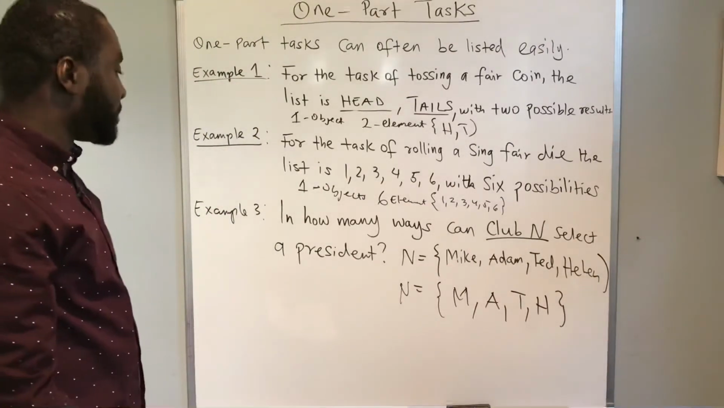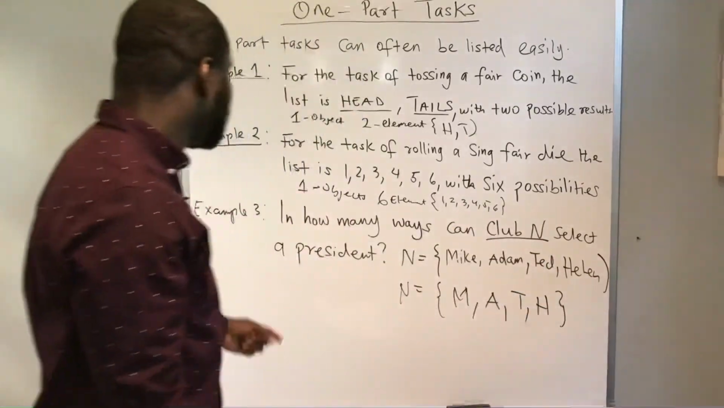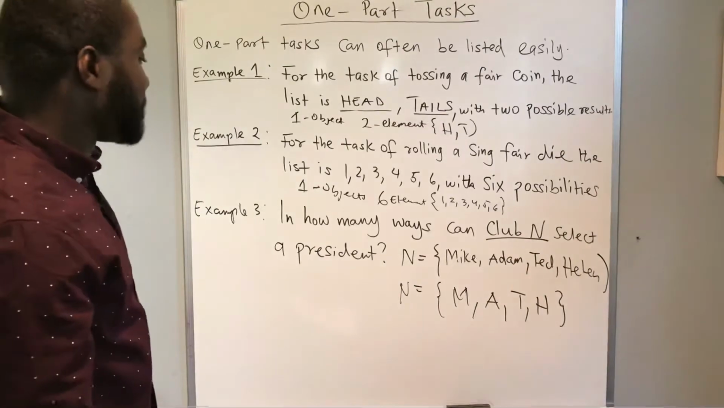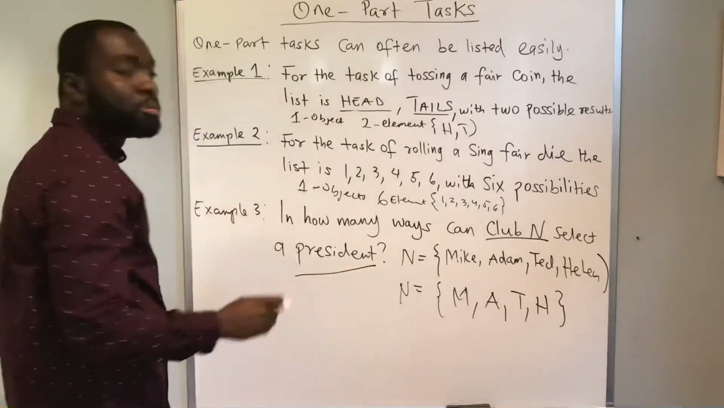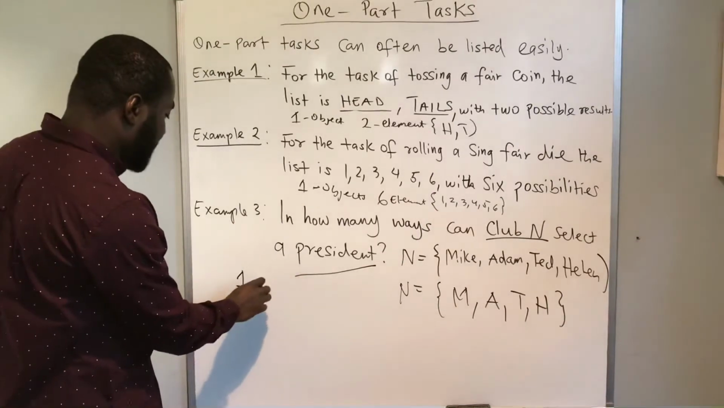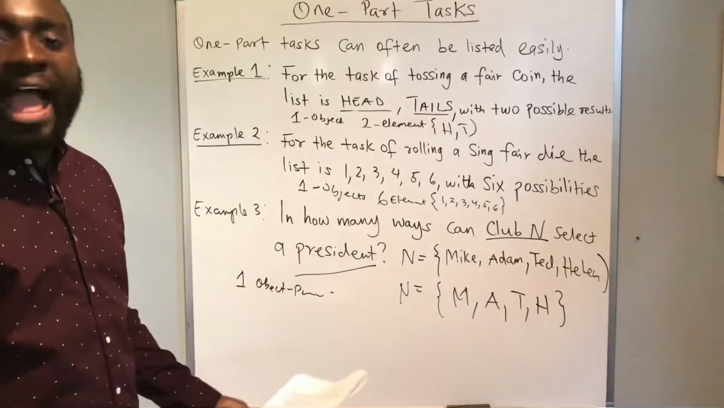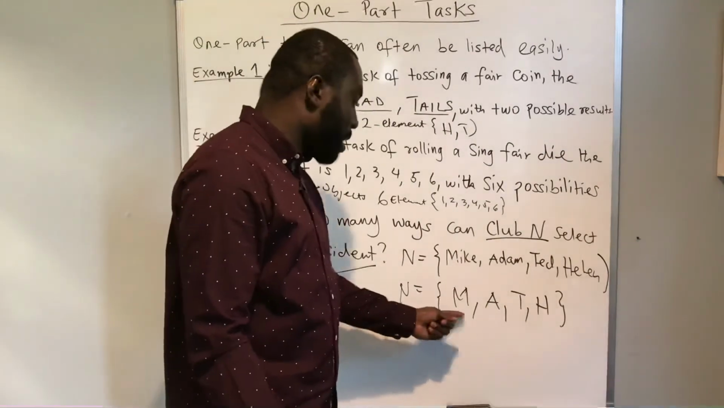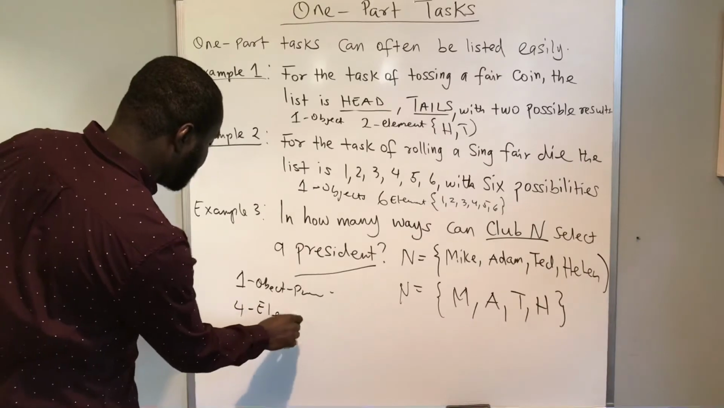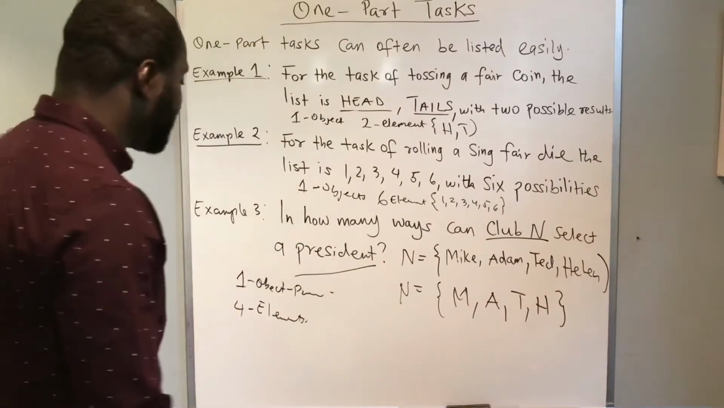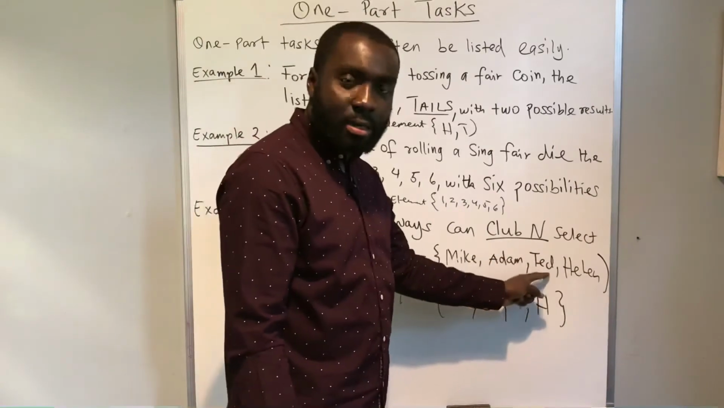And now the question is, in how many ways can Club N, which is the name of the club, select a president? What they want to do is select one president. So it's one object, which is the president. And how many people do they have in the club? They have 4 people: 1, 2, 3, 4. So they have 4 elements. If they want to choose a president, they can either choose Mike or Adam or Ted or Helen.